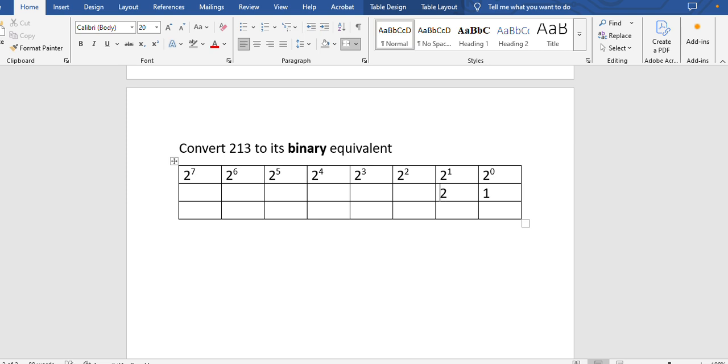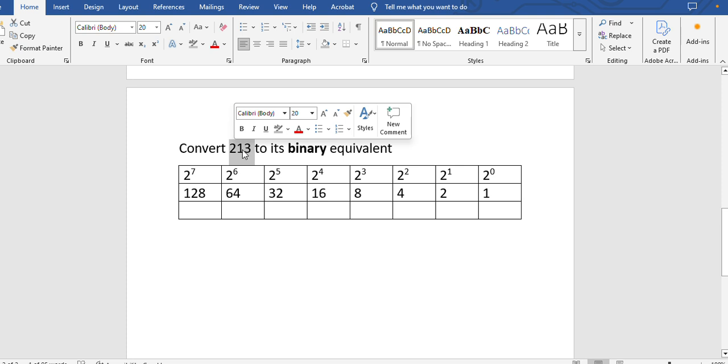Once you've written it like this, you simplify to get the equivalent. You start with 2 raised to power 0, which is equal to 1. 2 raised to power 1 is equal to 2. 2 raised to power 2 is 4. 2 raised to power 3 is 8. And this one is 16. This one is 32. This is 64. And this is 128. So you write it like that.